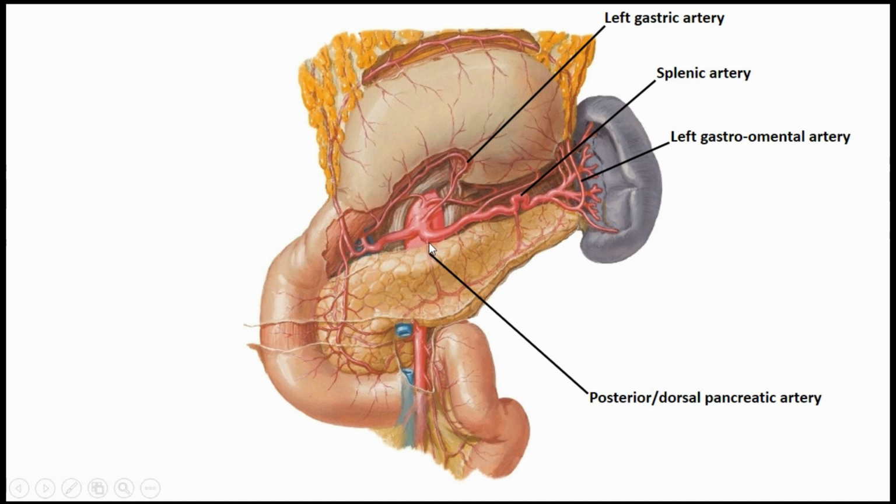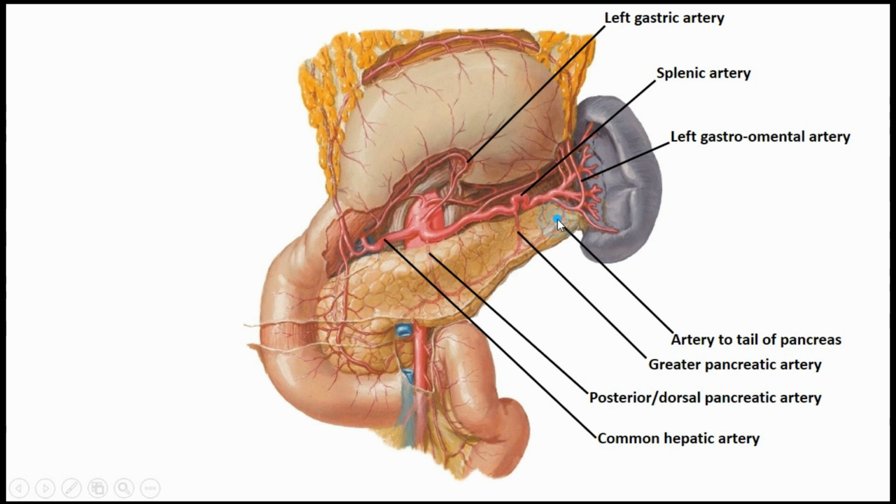Off the splenic, we've usually got 2 or 3 vessels going into the pancreas. So into the body of the pancreas, we have the posterior or dorsal pancreatic artery, the greater pancreatic artery, and the artery to the tail of the pancreas. So they kind of lay out boom, boom, boom off the splenic artery, just like that.